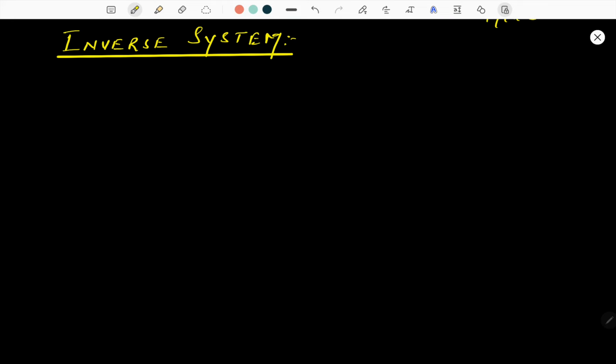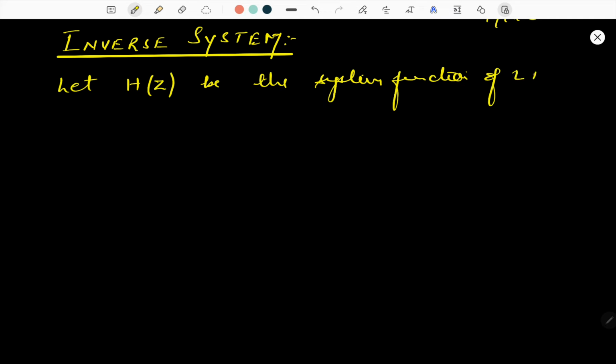So hello everyone, in continuation with the last lecture we are going to discuss now about the inverse system. Let H(z) be the system function, we have discussed earlier that this is simply the relationship or the transfer function Y(z) upon X(z), of a linear time invariant system. Then we have to talk about its inverse.